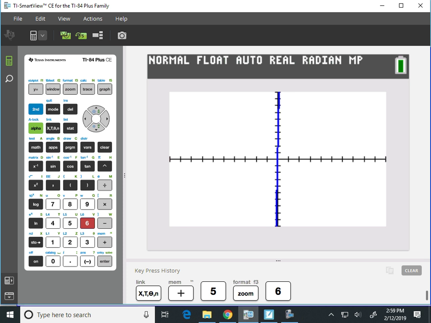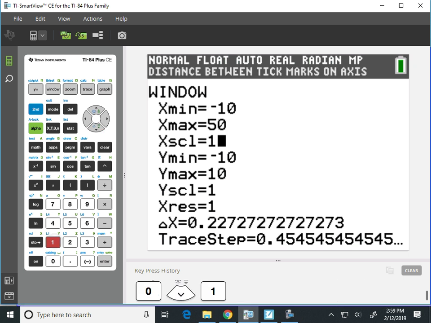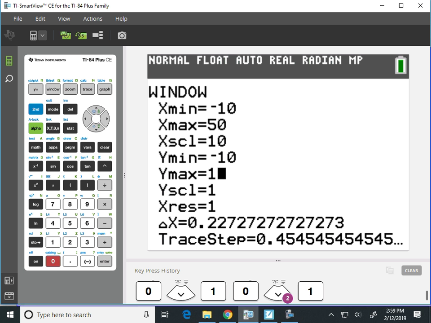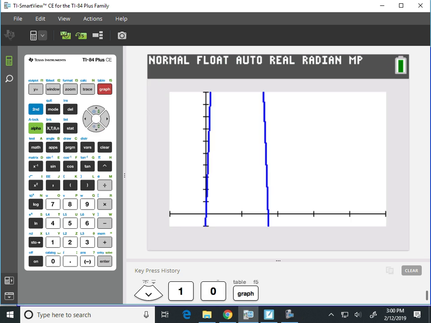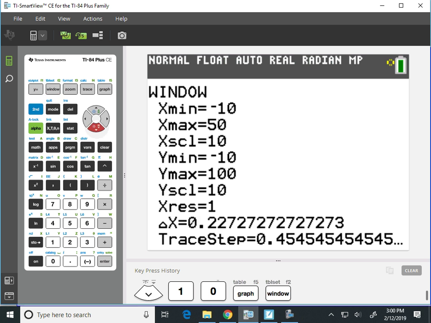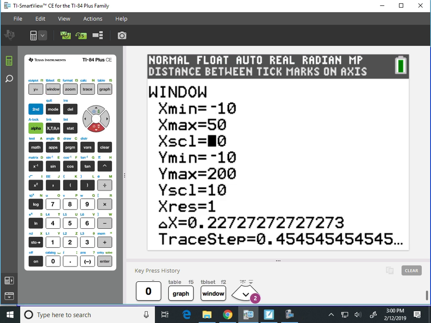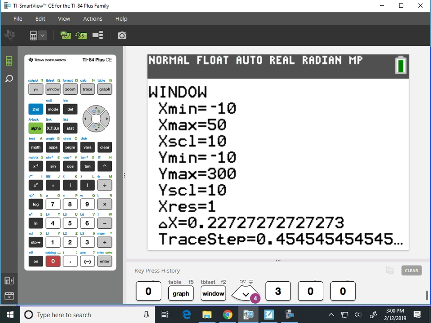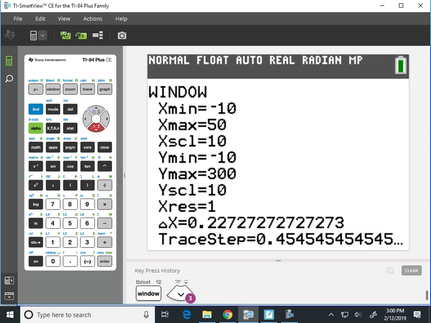All right, so I need to make my y's taller and my x's bigger. Let's make x max 50, going by 10s, and my y max 100, also going by 10s. We'll see how that goes. My x's worked, my y's did not. My y needs to be higher, so let's jump up to 200. Still not quite, so maybe 300? Not quite. 350, I think. Well, I'll just go to 400 to be safe. Won't be 400, but there we go.